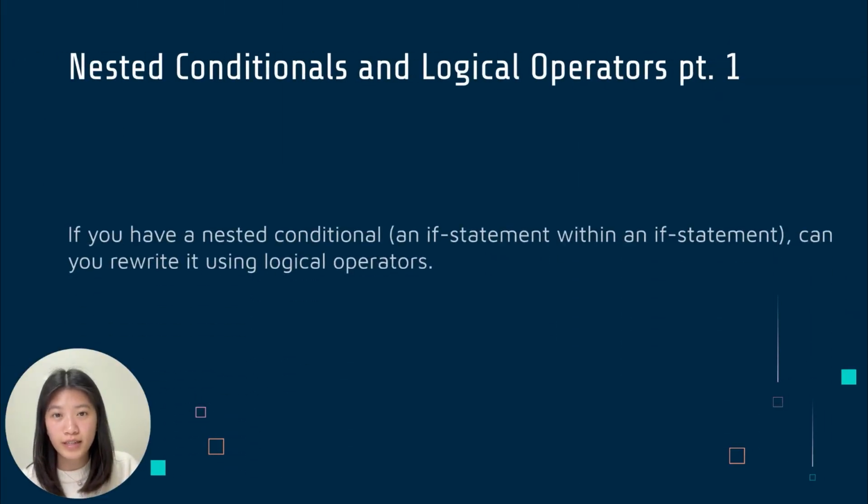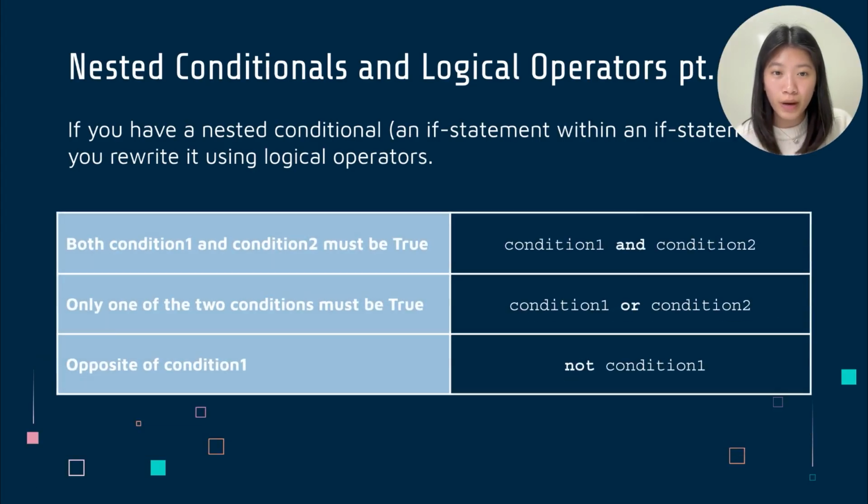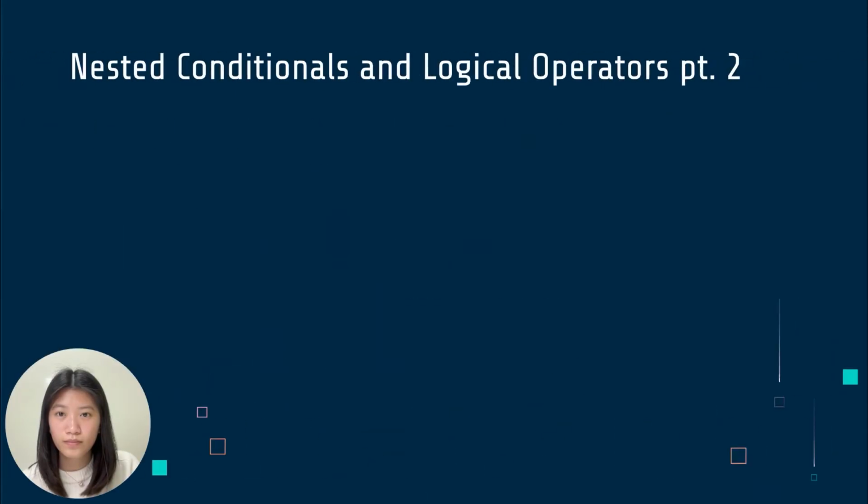Now let's briefly talk about nested conditionals and logical operators. So if you have a nested conditional, which is essentially just an if statement within an if statement, you can rewrite it using logical operators. So here are the logical operators in Python. Let's say we typed condition 1 and condition 2. This will evaluate to true if condition 1 and condition 2 are both true. Next, let's say we had condition 1 or condition 2. This will evaluate to true if either condition 1 or condition 2 evaluates to true. And lastly, if we have not condition 1, this just returns the opposite of condition 1. So if condition 1 was true, then not condition 1 will be false.